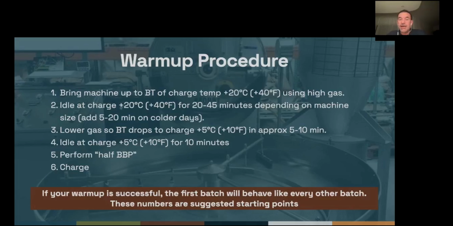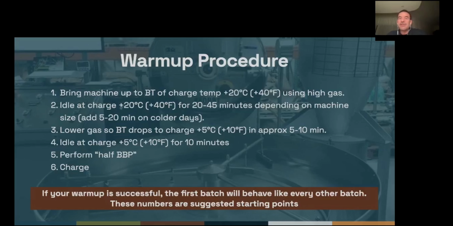Now, if the machine's very small, let's say a 1 kilo machine, you might want to be at that high idle temperature for about 20 minutes. If you have a larger machine, let's say like 15 kilo, you might want to be at about 45 minutes. And if you have a very large machine, like let's say 60 kilos plus, you'll probably need to be at that high idle for a little more than 1 hour.